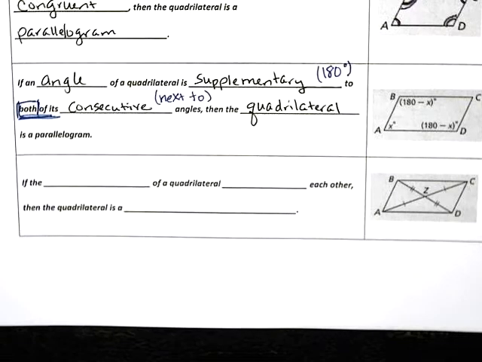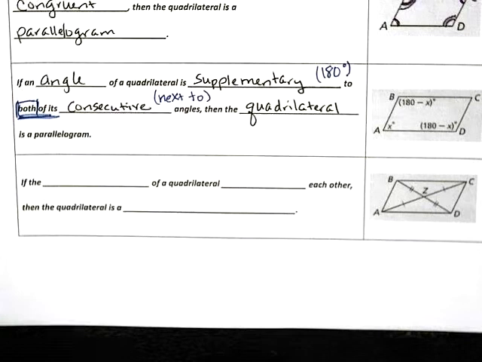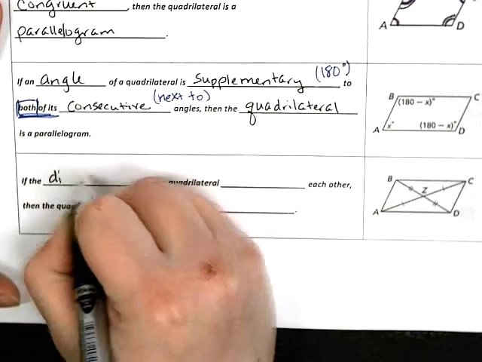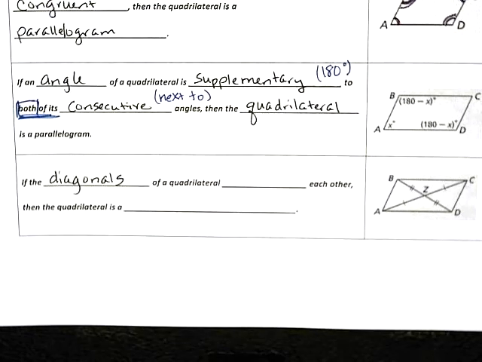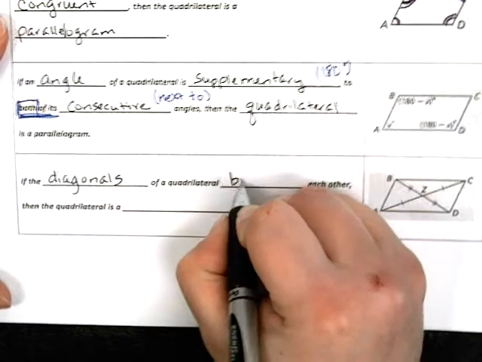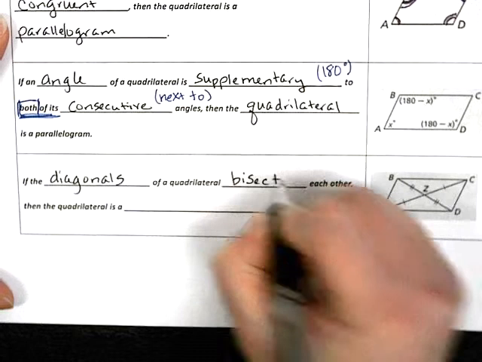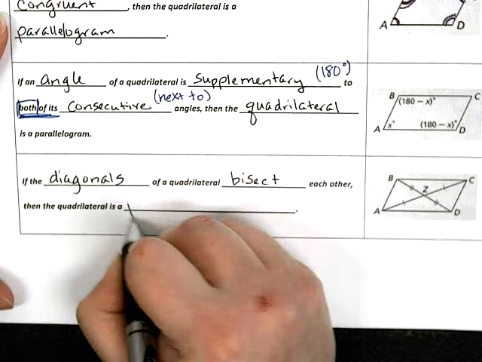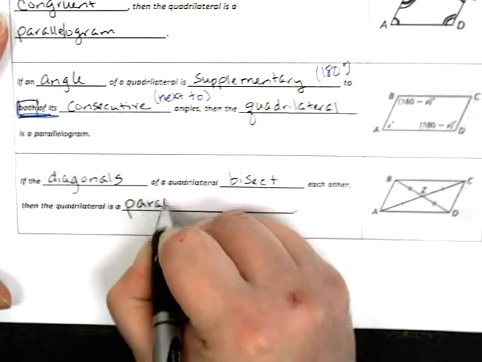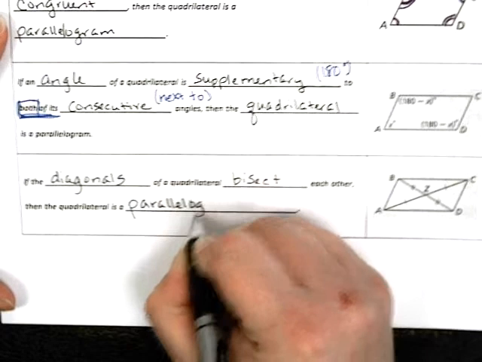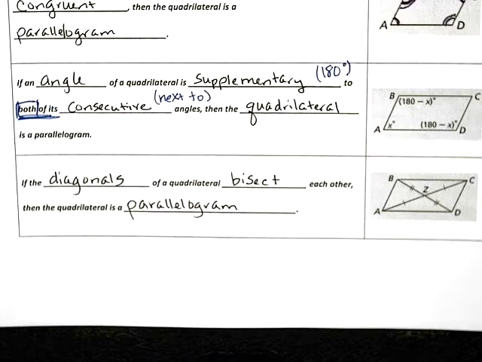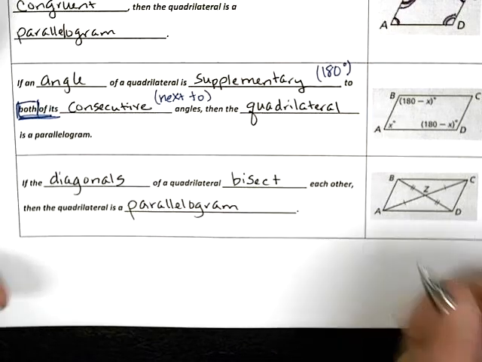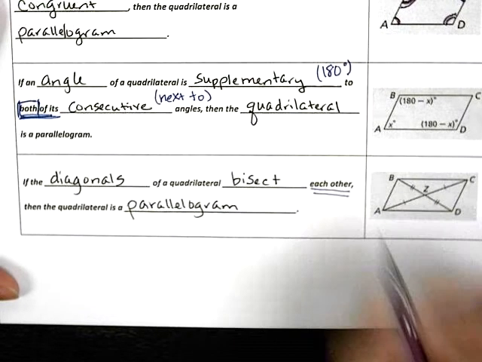And one more condition for us. If the diagonals of a quadrilateral bisect each other, then the quadrilateral is a parallelogram. Okay, and it does have to be that both of them are bisected because they bisect each other.